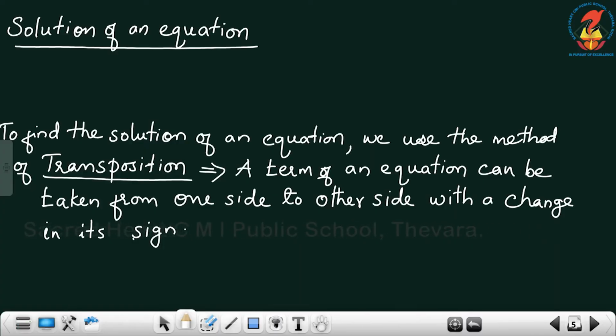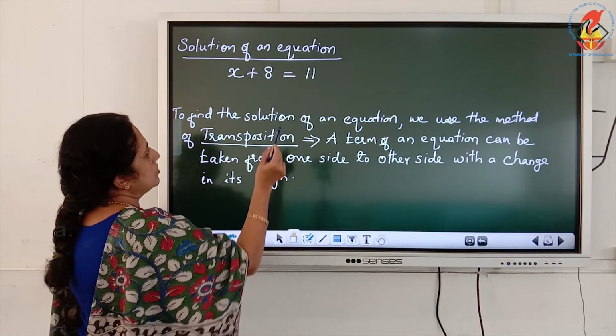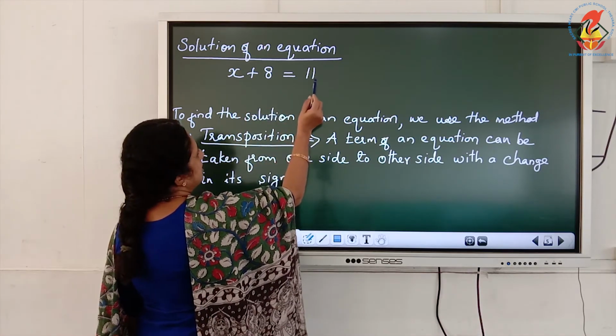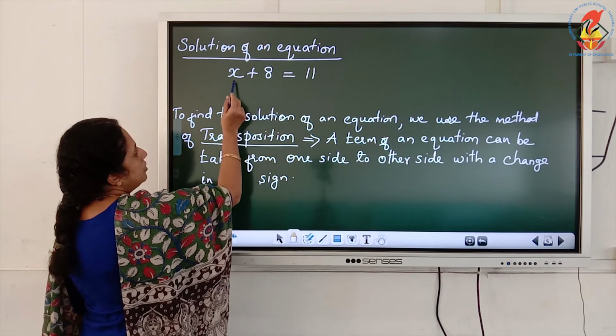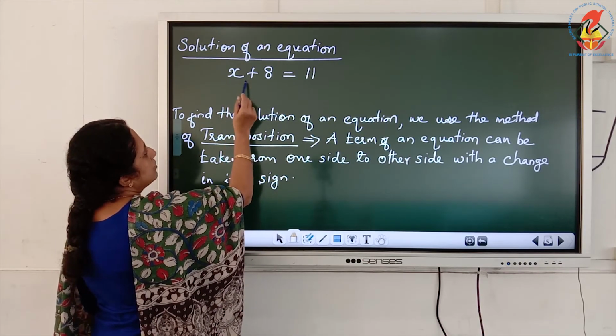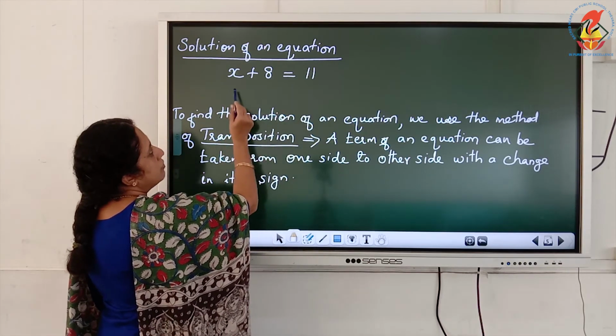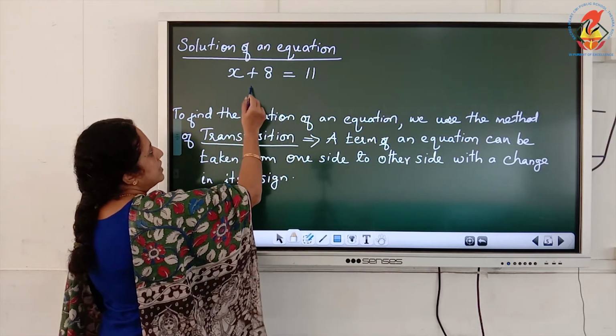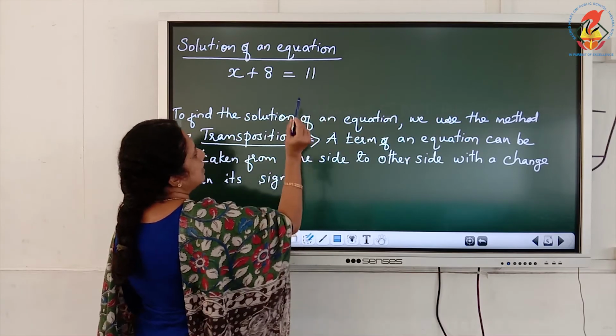Then next, solution of an equation. Consider the equation x plus 8 is equal to 11. So here the left hand side is x plus 8 and the right hand side is 11. Then for what value of x is this equation balanced? What is meant by balanced? Balancing an equation means the left hand side value and right hand side value are equal.